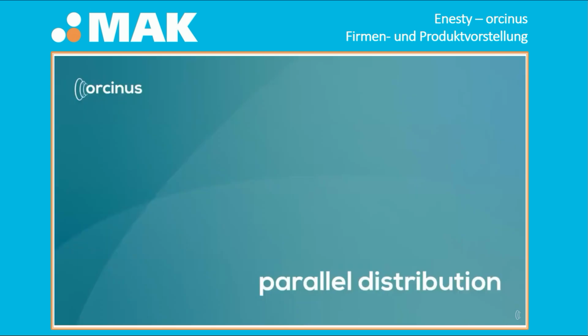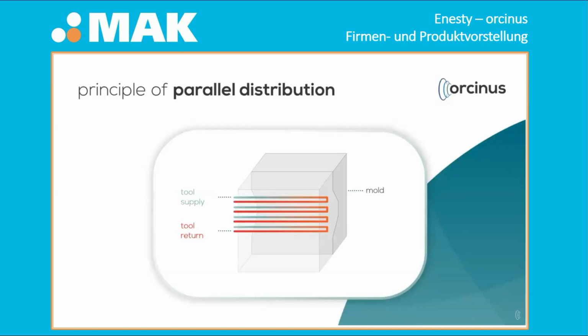So the solution we are offering is the parallel distribution. Every single circuit in the mold has its own freshly temperatured water. So you see the temperature of the mold is almost everywhere the same. And the delta T from ingoing to outgoing water temperature is not so high.